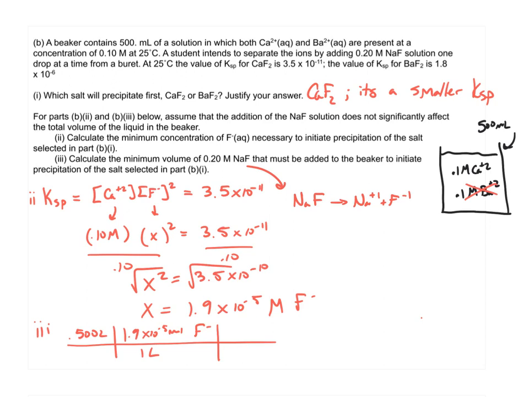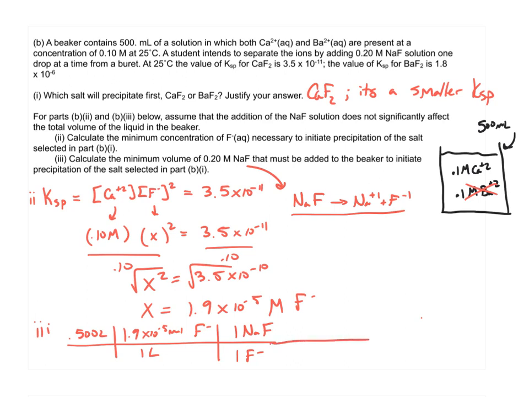Now I need a mole-to-mole ratio. We're trying to figure out the volume of the NaF that will precipitate, and so we need to use a balanced chemical reaction with these stoichiometric coefficients. And for every 1 mole of F-, I need 1 mole of NaF.